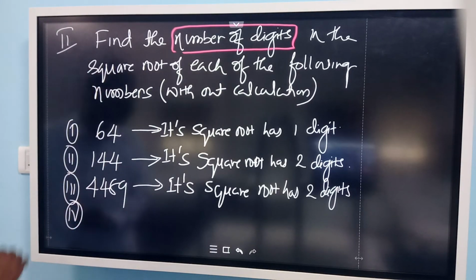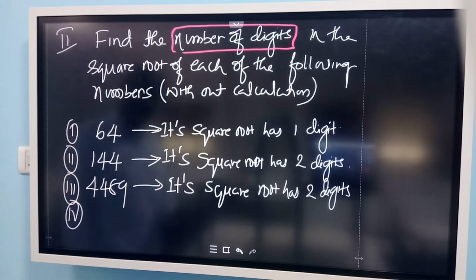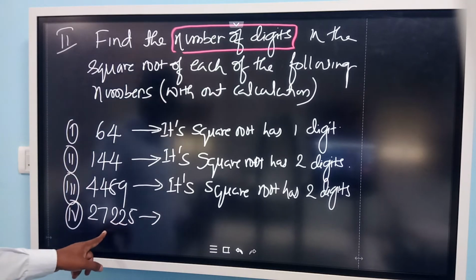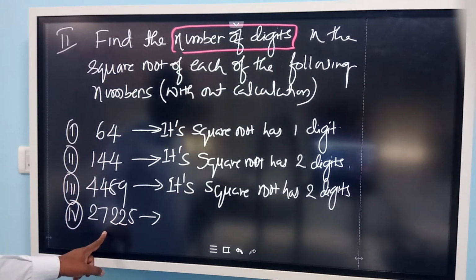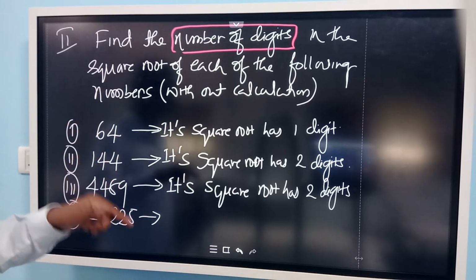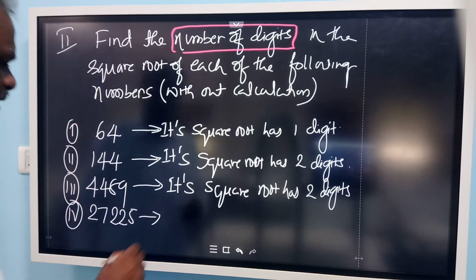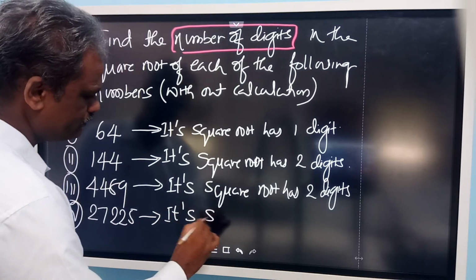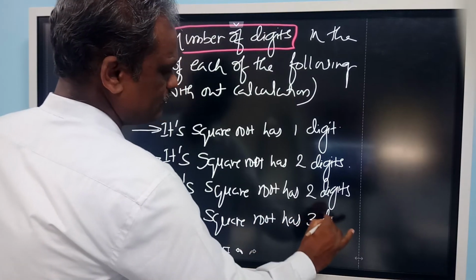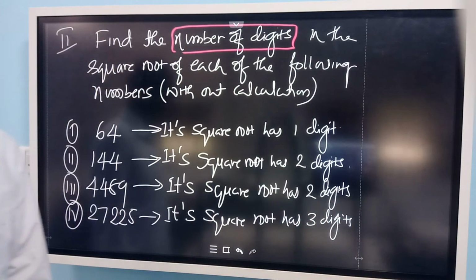Then the fourth one, 27225. How many digits is it having now? 5. It's an odd number. N plus 1 by 2 digits. Square root will have n plus 1 by 2 digits. N means 5. 5 plus 1, that means 6. 6 divided by 2, that is 3 digits. Its square root has 3 digits.